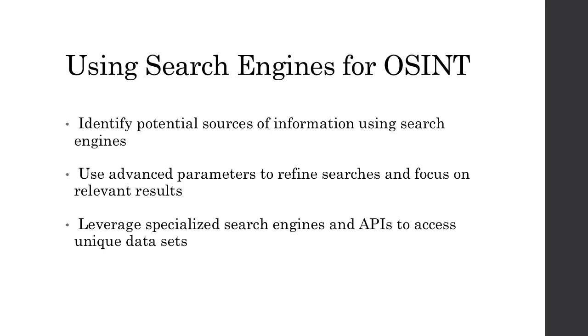Use search engines. Google, Bing, or DuckDuckGo can be useful tools in finding relevant information. Advanced parameters. Use specific keywords and operators like site, search within a website, filetype, search for files of a specific type, and intitle, search for pages with a specific title, to refine your search results. Specialized search engines. Utilize niche search engines like Google Scholar, for academic research, or Google Maps, for geospatial data, to access unique datasets. By applying these techniques, you can effectively use search engines for OSINT and gather relevant information.